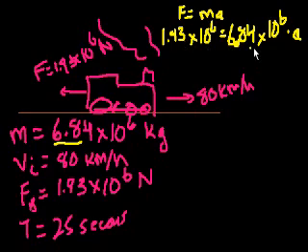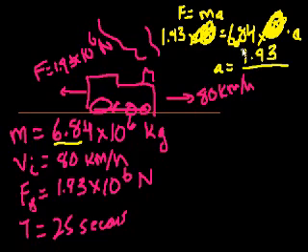I know this is very messy, but let's just divide. We could divide both sides by 10 to the 6th just to get that out of the way, and that simplifies things a little bit. Then we're left with the acceleration. I'm just flipping both sides of this equation. Acceleration is equal to 1.93 divided by 6.84, and this is going to be in meters per second squared. I want to make sure I got my units right, because the mass was in kilograms and the force was given in newtons. So the acceleration will be in meters per second squared.